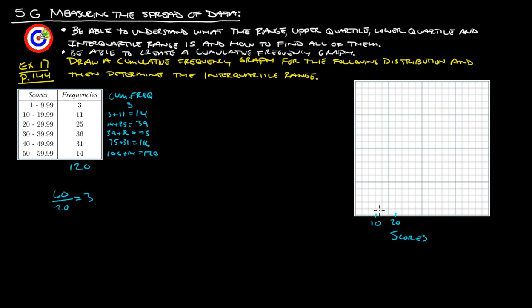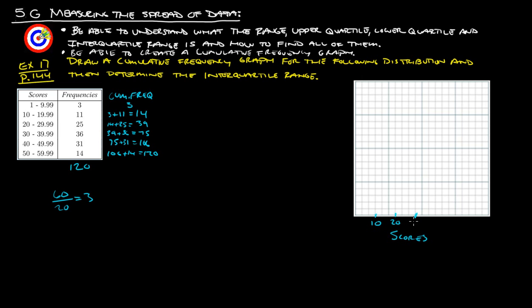You want to try to use at least half of the graph that you're provided, especially when you get to the IB tests and stuff like that. You have to use at least half the graph they give you. So the more of the graph that you can use, the better off you're going to be.